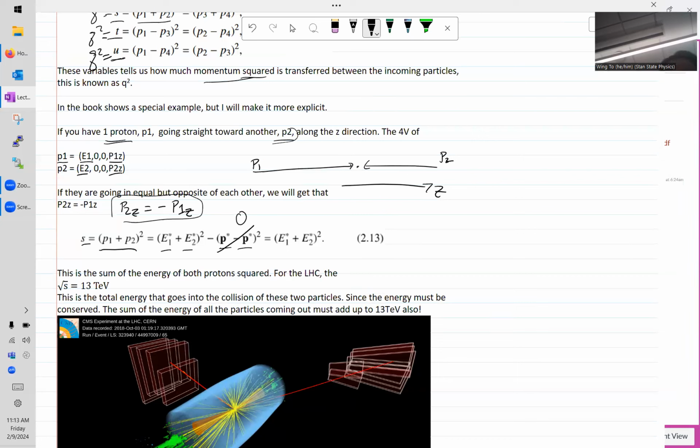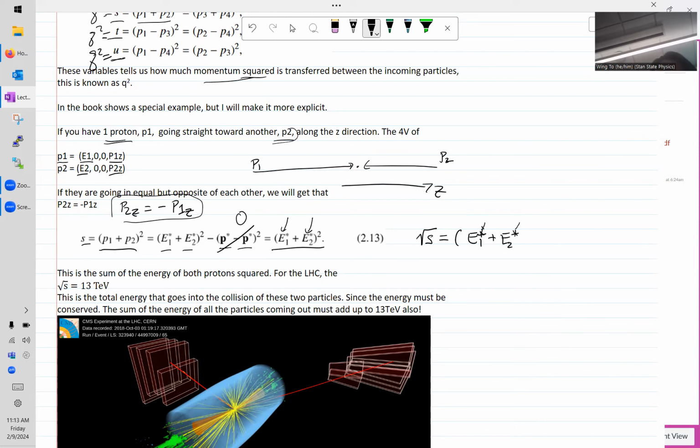So in this case, the momentum transfer squared between these two particles is actually the energy of the first particle plus the energy of the second particle, squared. This is why, when we have collisions like this, we're more interested in the square root of S. The square root of S is just going to be E1 star. Let's just use the same notation as they do.